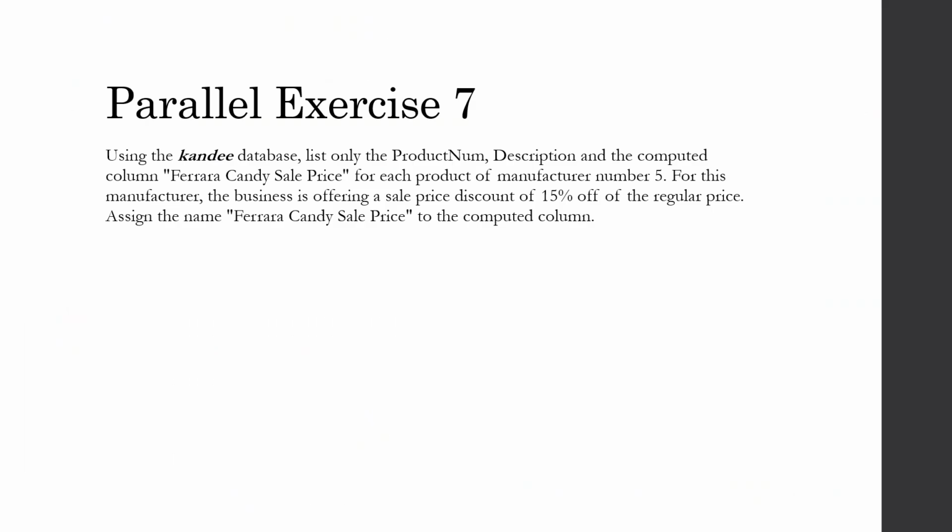Parallel exercise 7. Using the Candy database, list only the product number, description, and computed column Ferrara candy sale price for each product of manufacturer number 5. For this manufacturer, the business is offering a sale price discount of 15% off of the regular price. Assign the name Ferrara candy sale price to the computed column.